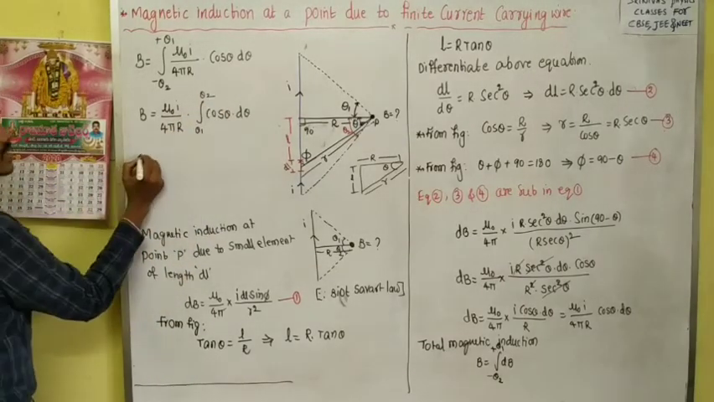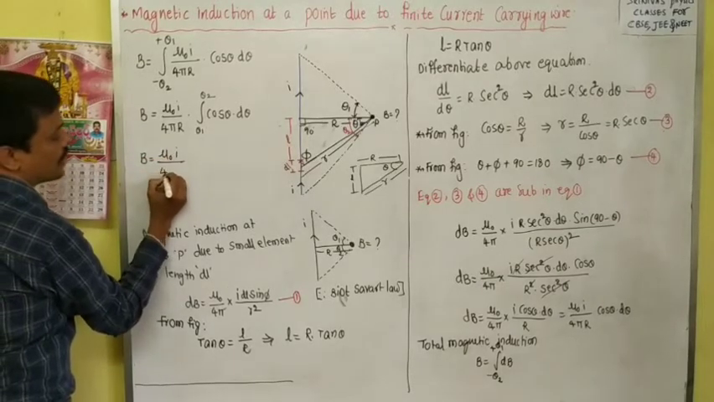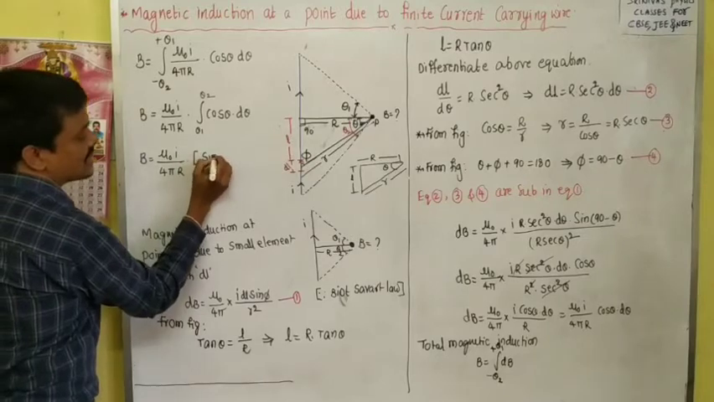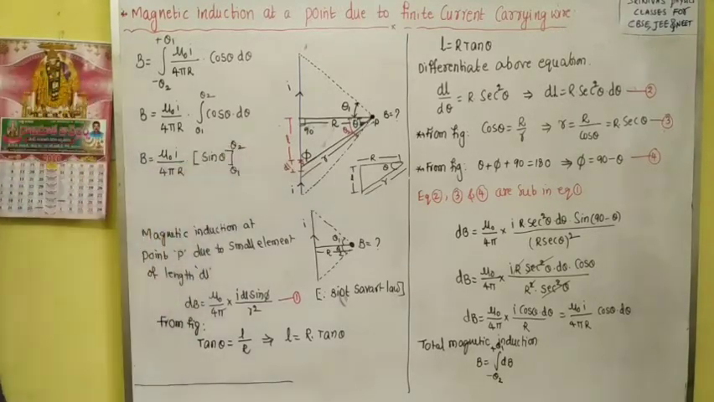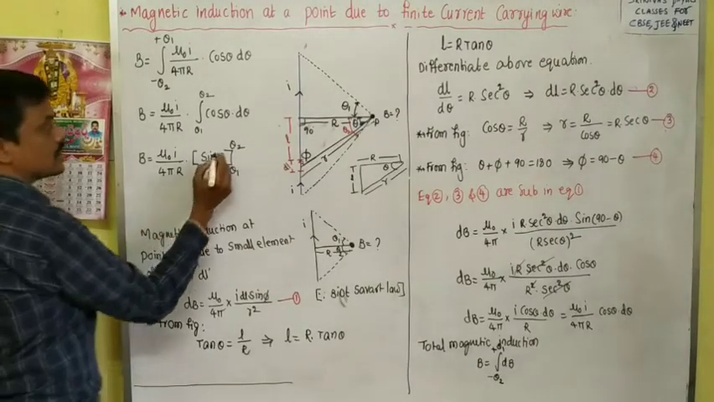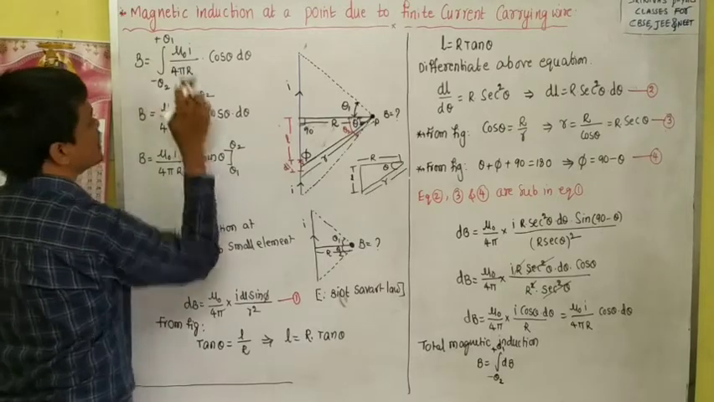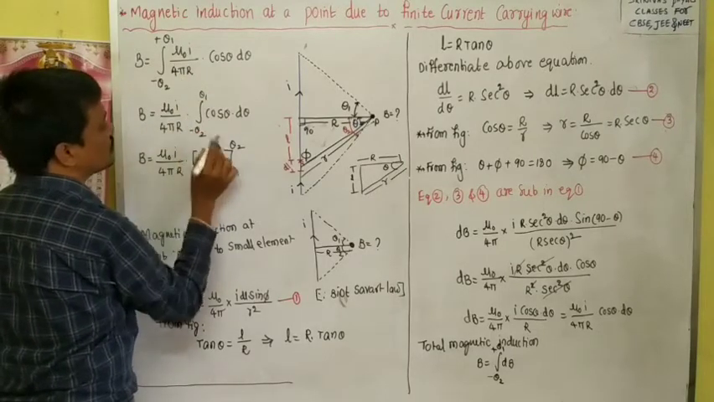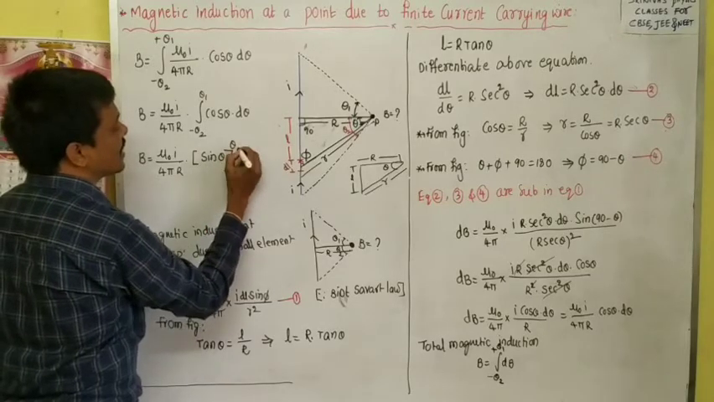And what is the integration of cos theta? It is nu naught I by 4 pi r into sin theta. You have to remember it. The limits are, sorry, limits are changed here: this is theta 1 and this is theta 2. Minus theta 2 to plus theta 1 are the limits.